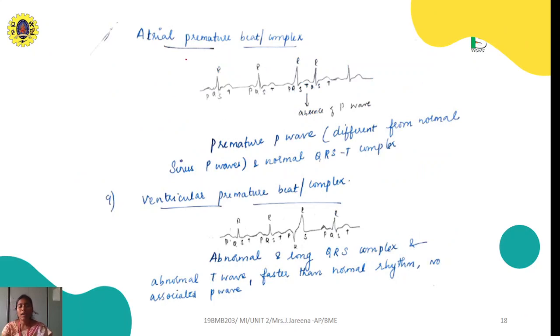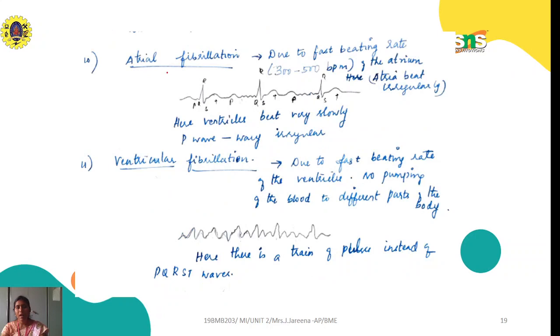The next one is atrial premature beat or complex, followed by the ventricular premature beat complex. In both cases, you have a problem with either the atria or the ventricles. That is, you have absence of the P wave in case of atrial premature, and you have a problem with the QRS structure in case of ventricular premature complex. Okay, so next we will have atrial fibrillation.